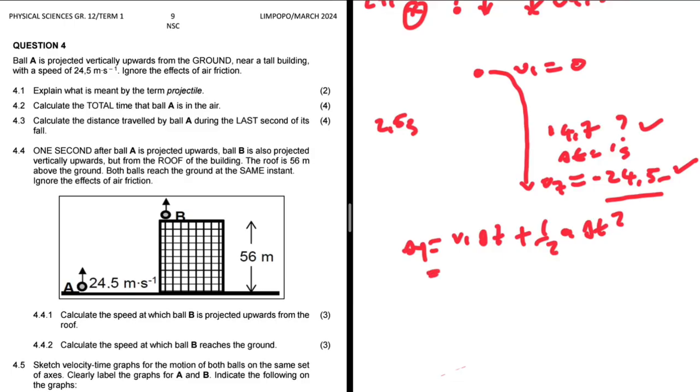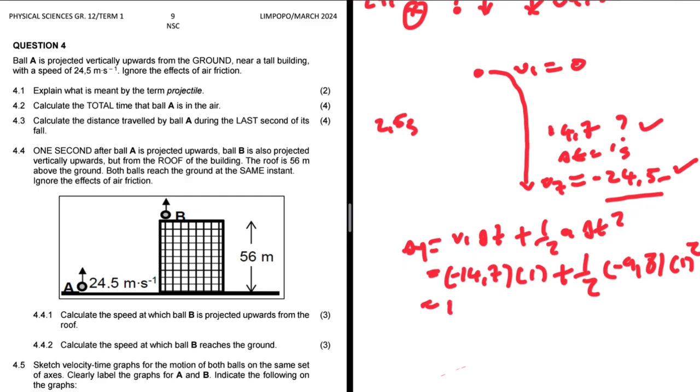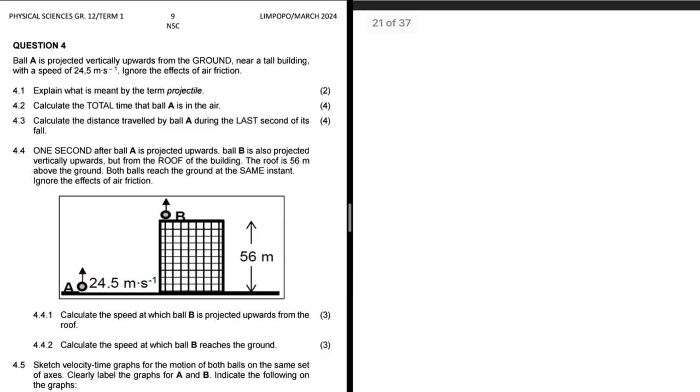So we're gonna have VI, which is minus 14.7. Delta T is 1, obviously, plus a half, and then minus 9.8. Delta T is 1, we square that. And then now it's just a matter of putting that in my calculator. So what am I getting? Let me see. I'm getting 19.6 meters. Okay, let's proceed.